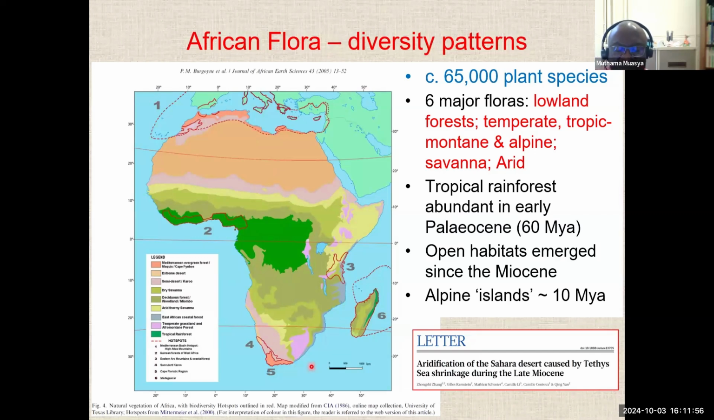And it is thought that 60 million years or so ago, Africa had pantropical forest, and that the emergence of the open habitats happened in the Miocene, with the alpine mountain tops being more recent, in the last 10 million years.